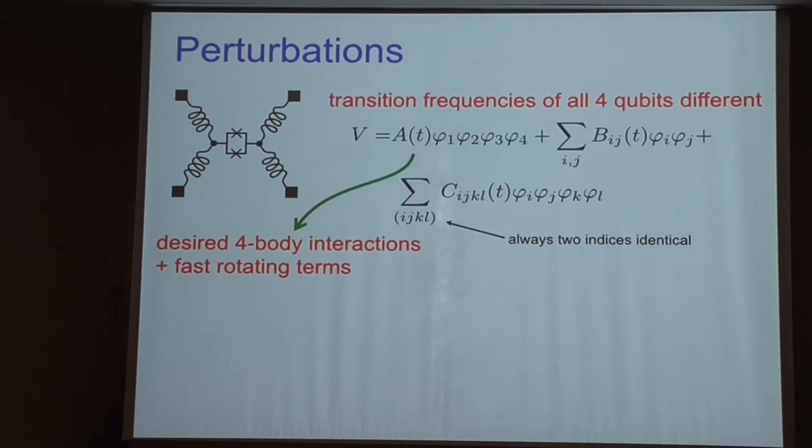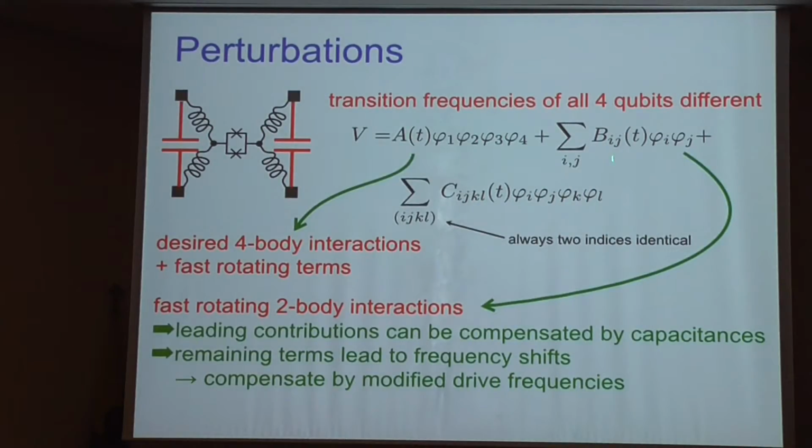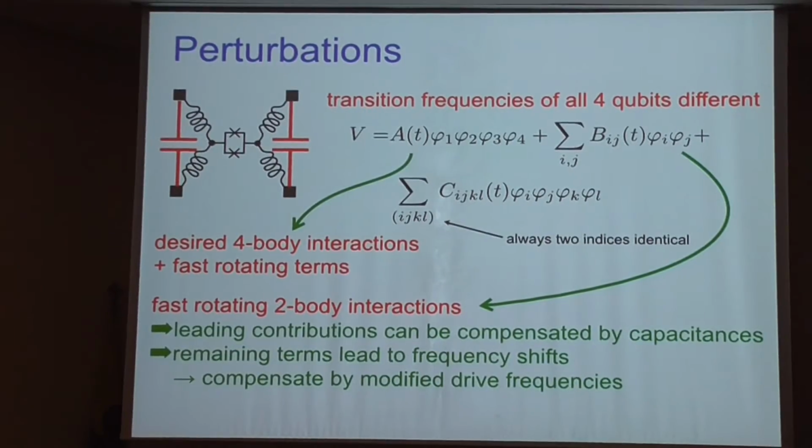Yeah, so to sum up, this part of the interaction mediated by the split contains the desired 4-body interactions, plus some terms that are fast rotating and can be neglected. Then there are also fast rotating 2-body interactions. One can even compensate some of these contributions by putting additional capacitances between neighboring pairs of qubits. And the remaining fast rotating terms, you can show that to leading order, these will lead to some frequency shifts, but these can be compensated for by choosing slightly different frequencies for the drives.